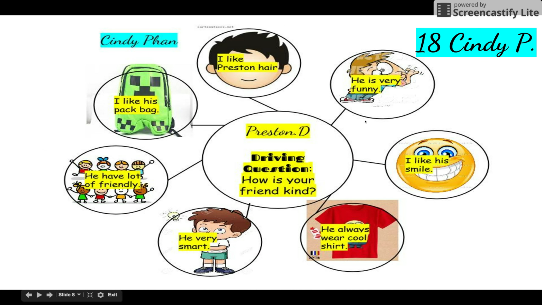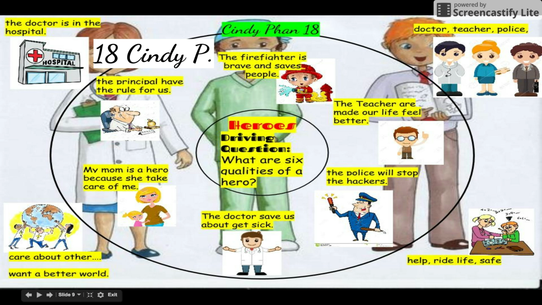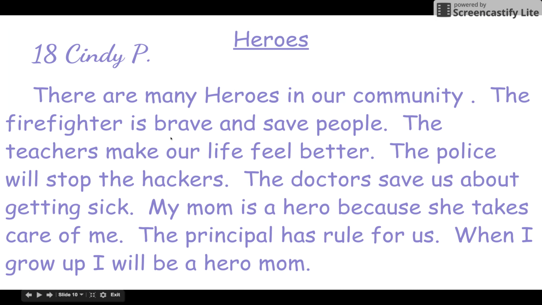This one was a bubble map that we used, where each student was describing a friend in the class and saying nice things about them so that students understood that it's nice to hear good things about each other. Here is a heroes circle map that we used, and from that they wrote an essay, a short little paragraph.